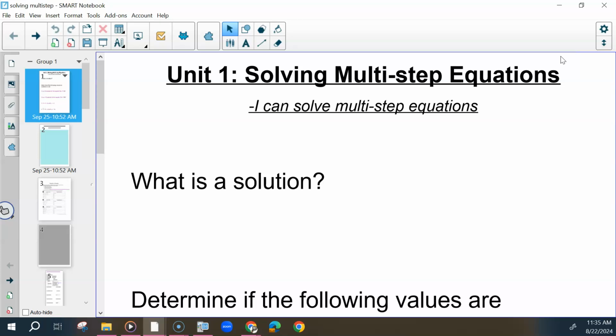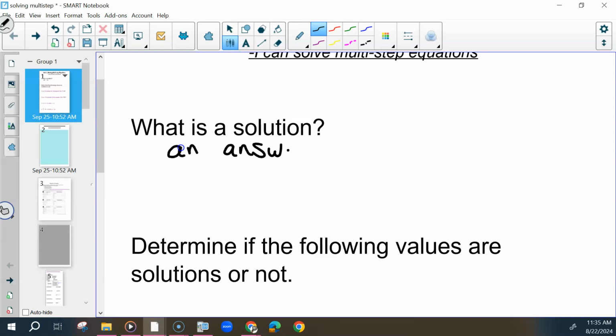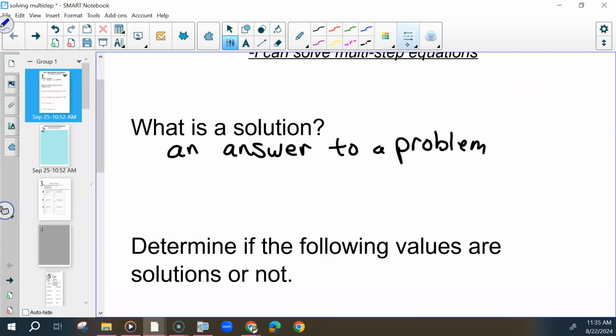Alright, if I asked you, what is a solution? What would you tell me? Answer to a problem. Okay, an answer to a problem. My handwriting is, we talked about this, not the greatest, but if you can't read it, let me know. Anything I write, I want you to also write, but you can also summarize. If I'm going too fast, or you need me to go back, just let me know. Anyone else have a different response, or do we agree with Nathan's?